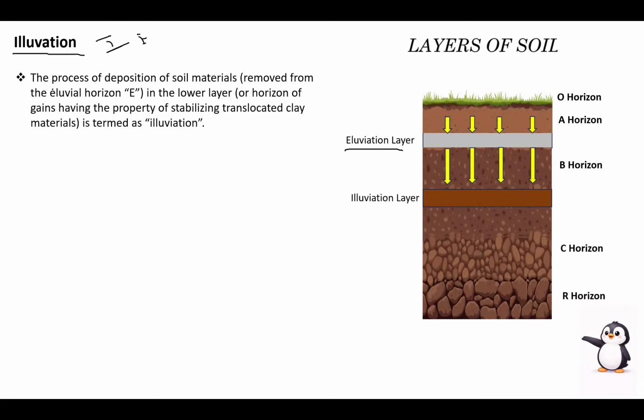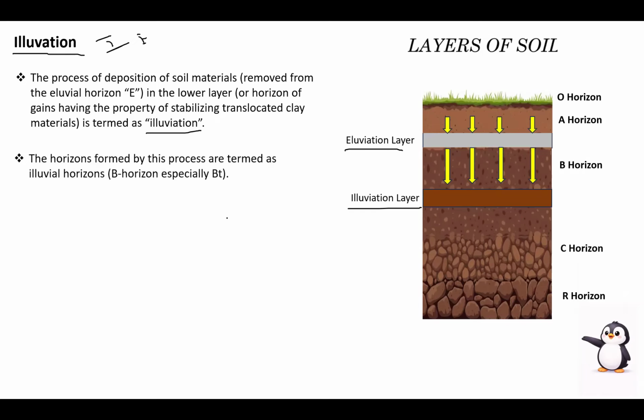Okay, so it's a process of deposition of soil material removed from the eluviated horizon. Whatever materials are removed from here will be deposited here, and the deposited area is called your illuviated layer. So in the lower horizon, gains having the property of stabilized translocation of clay is called illuviation. That's why in most profiles, whenever we dig a profile in any valley region or lowland region, we can see a high amount of deposition of clay in the subsurface areas, or what we call the control section area.